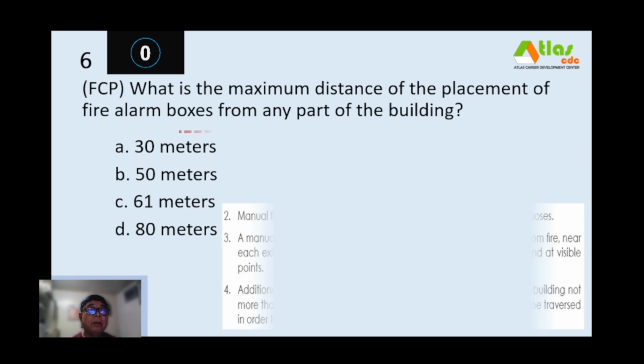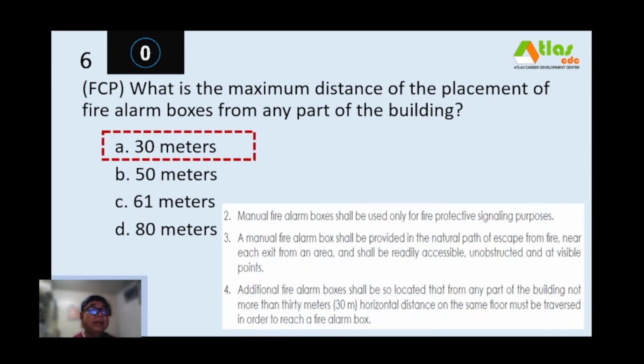And our correct answer is letter A, 30 meters. So, manual fire alarm boxes shall be used only for fire protective signaling purposes. Now, a manual fire alarm box shall be provided in the natural path of escape from fire near its exit from an area and shall be readily accessible, unobstructed, and at visible points. Kaya makikita nyo sa mga fire exits, meron siyang katabi na manual fire alarm box, no?